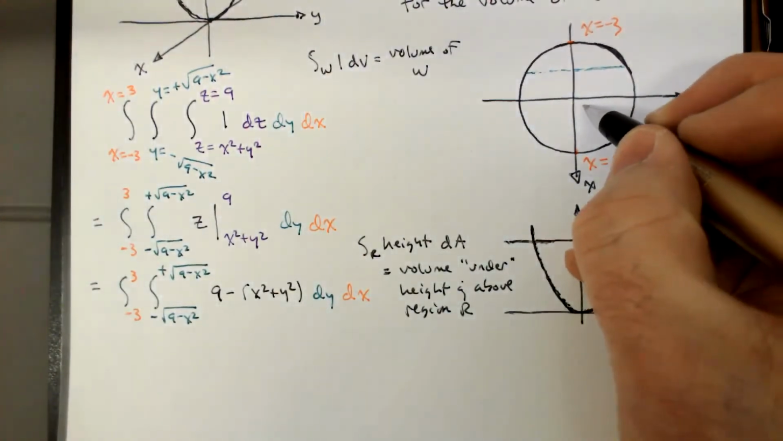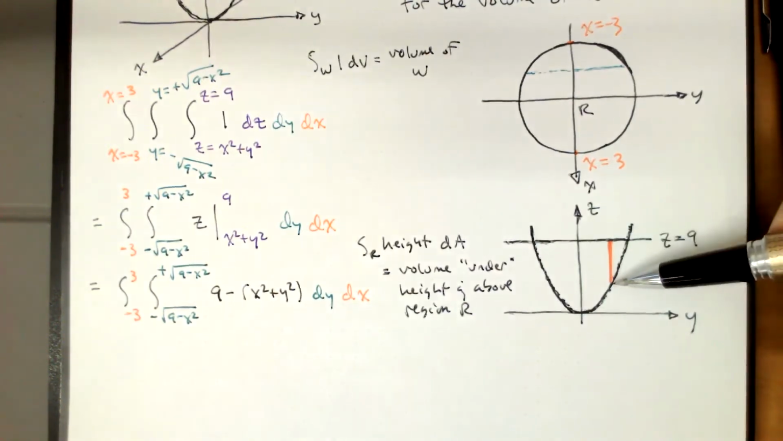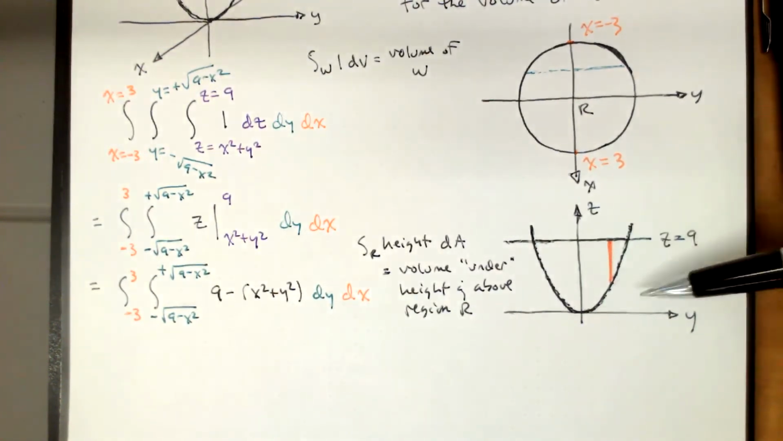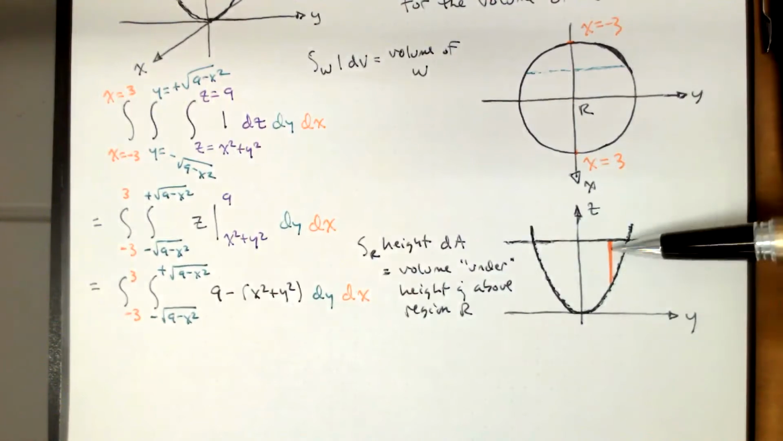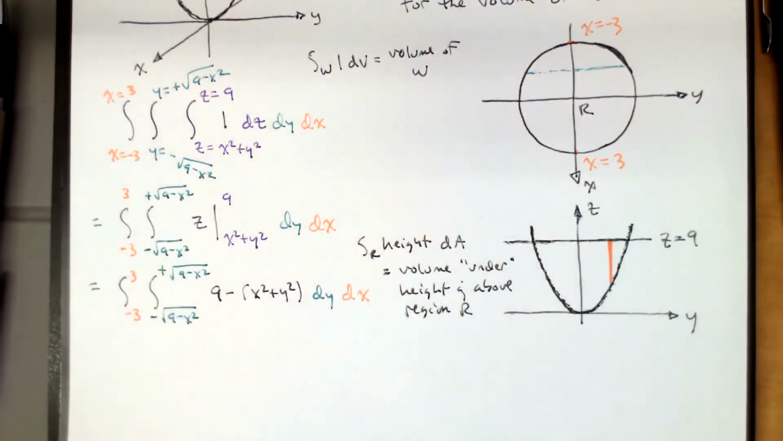So if we look at this as the region R from the top view, the height that we have is 9 minus the x squared plus y squared. And we do that for every point in the region. So we're taking this height multiplied by the dx dy, which is the dA. So we're integrating height over area. In the triple integral, we're just integrating 1 times the volume. In the second integral, we move one dimension over to the integration slot. And we're integrating the height over the area. Any questions?